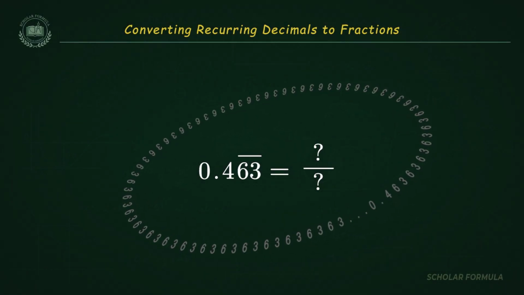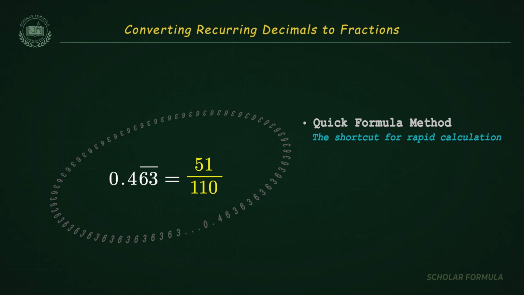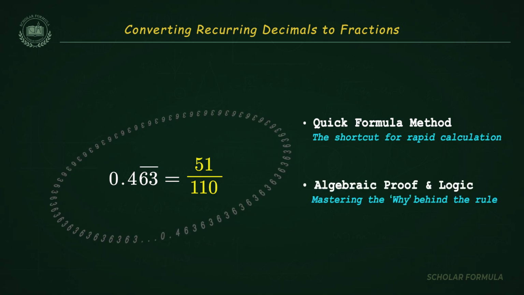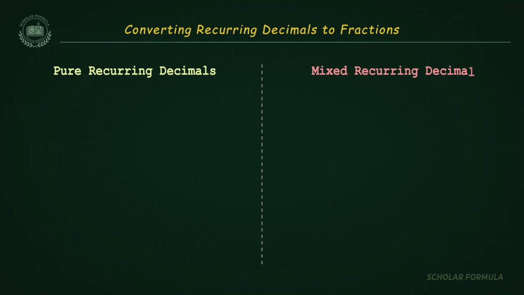How do we capture infinity in a simple fraction? In this video, we'll first master the shortcut for recurring decimals, and then explain the proof behind it. Let's get started. To master the shortcut, we first categorize recurring decimals into two types, pure and mixed.